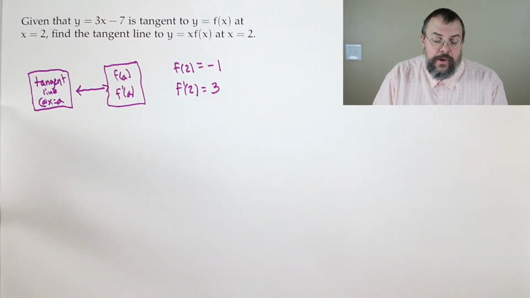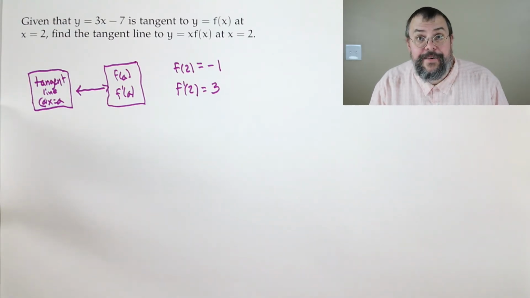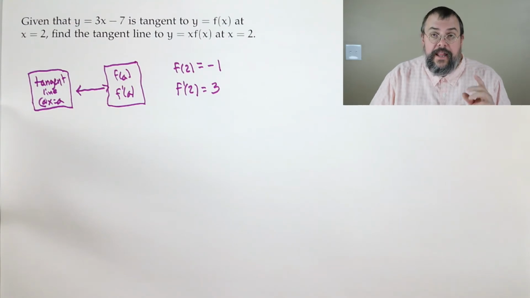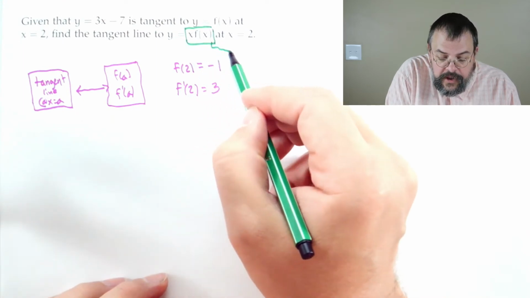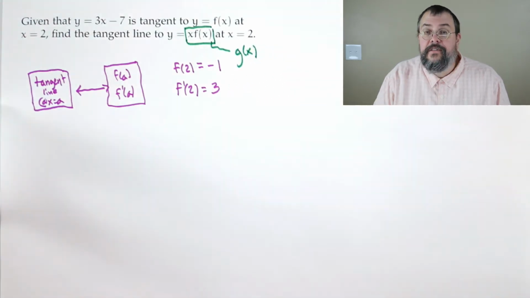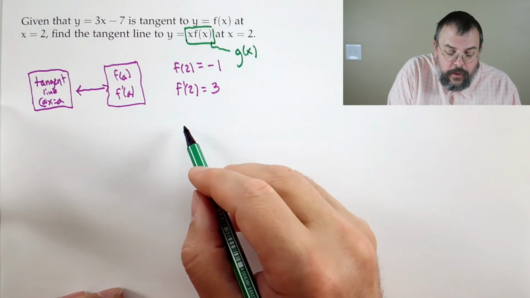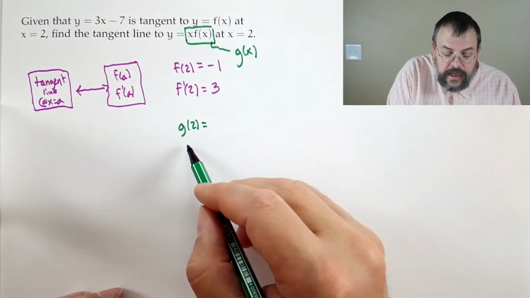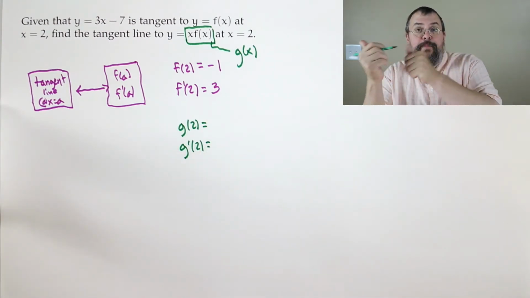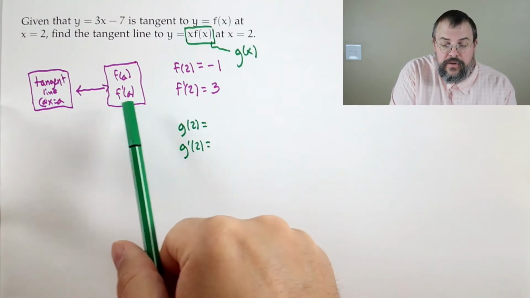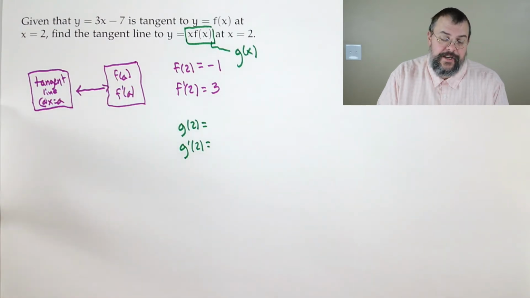Now, how do we use it? Well, we're after a tangent line to something new. We're after the tangent line to x times f of x. So let's think of x times f of x as a new function. I'll call it g of x. So I want to find that tangent line at 2. What do I need? I really need to know, what does g of 2 equal? And what does g prime of 2 equal? If I have that information, that allows me to go back and get the tangent line. Because remember, this is a two-way street. If I know the tangent line, I have the data. If I have the data, I can get the tangent line.